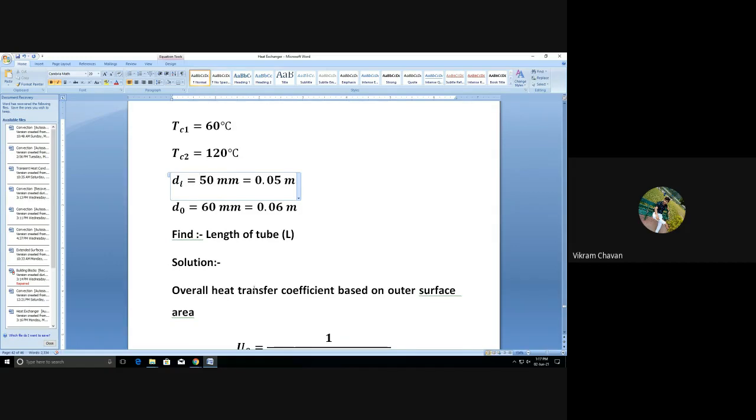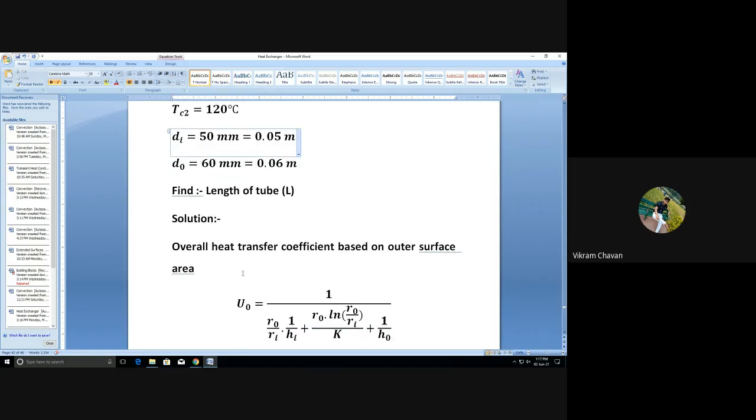The first unknown that we have to determine is the overall heat transfer coefficient. Here they have not mentioned whether to calculate the overall heat transfer coefficient on the basis of the inner surface or the outer surface, so you can consider either one. Accordingly, you have to make the changes in the formula and select the particular overall heat transfer coefficient.